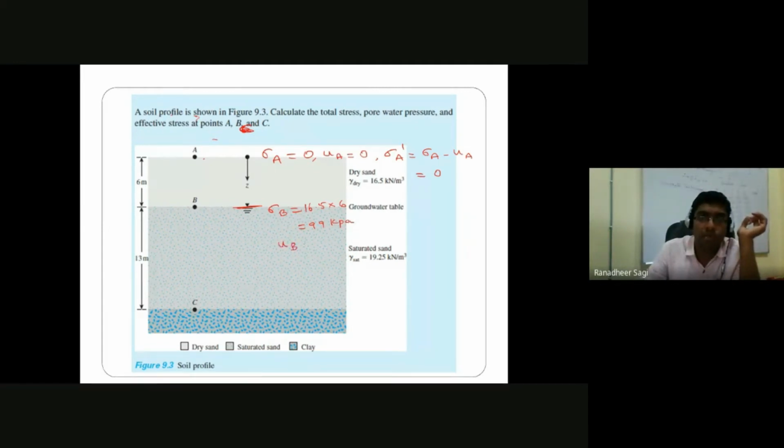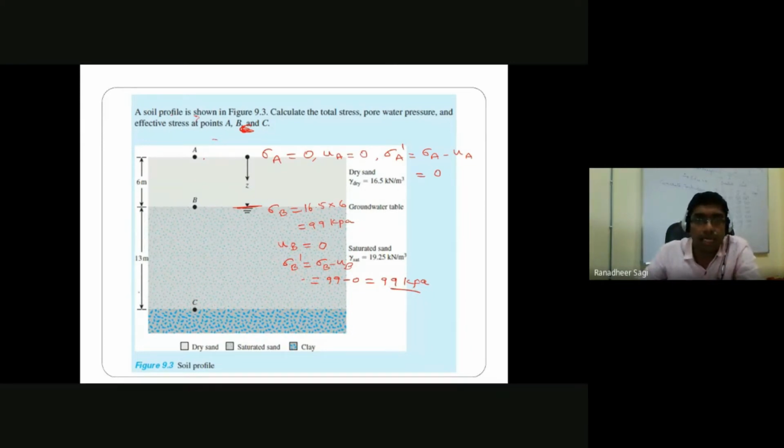Likewise, the pore water pressure at point B. The position of the water table is at point B, and the pore water pressure I am calculating is also at point B. So the pressure head corresponding to point B, wherever you have your water table, is simply 0. Once the pressure head is 0, the pore water pressure at point B is also 0. Next, the effective stress at point B is the total stress at point B minus the pore water pressure at point B. The total stress we have already seen how to calculate, so it is 99 minus 0, which gives the effective stress at point B as 99 kilopascal.